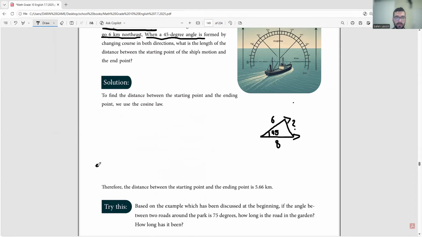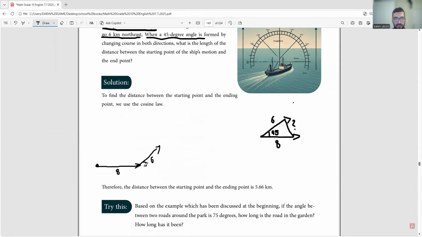So let's say this is the starting point. You go 8 kilometers east. Of course, they will not go back to the starting point and go again. So from here, this is their new direction. So this is 8 kilometers, the distance traveled. And then using 45 degrees, so like this high, they go how many more kilometers? 6, okay?